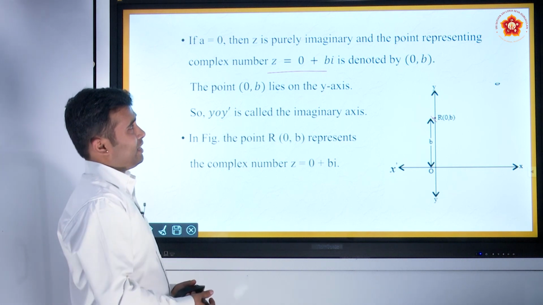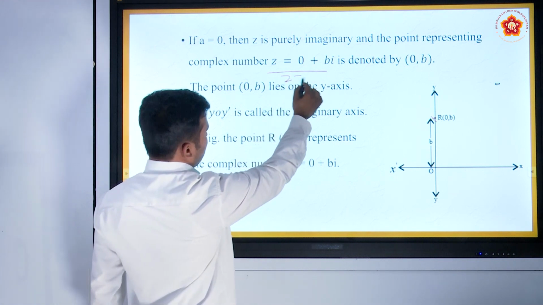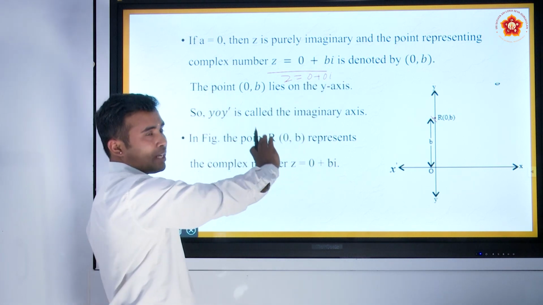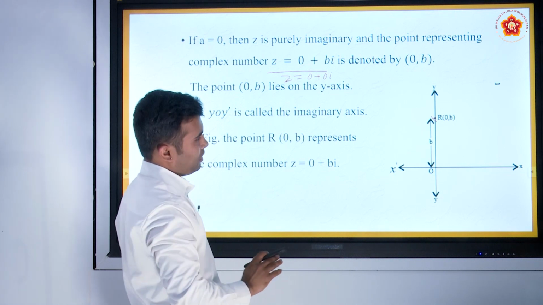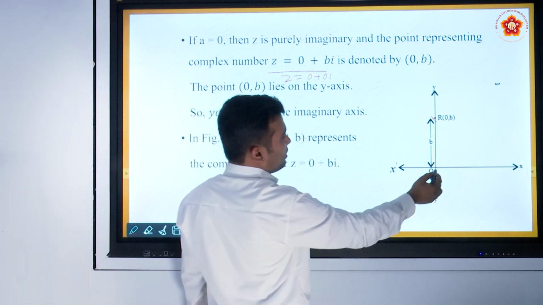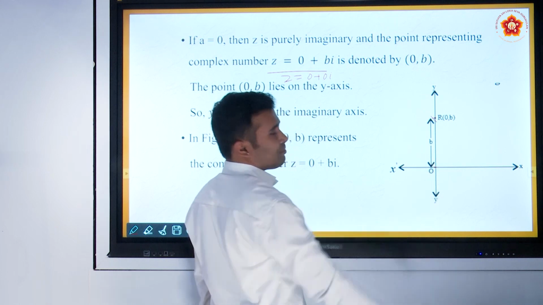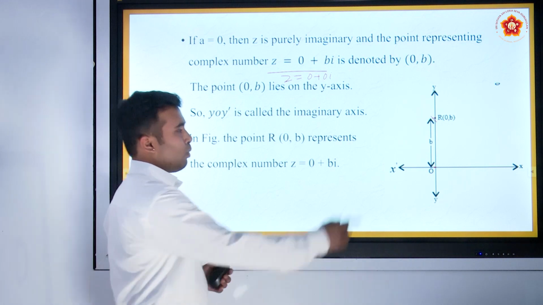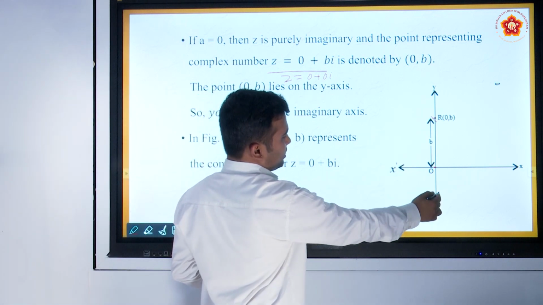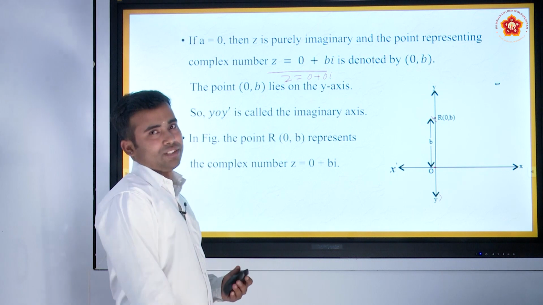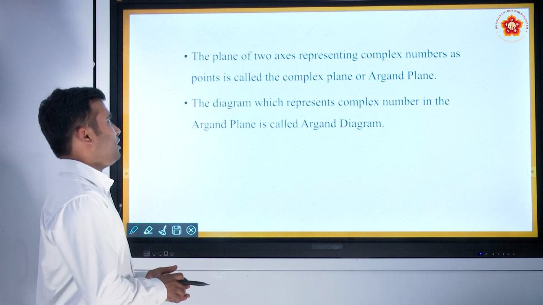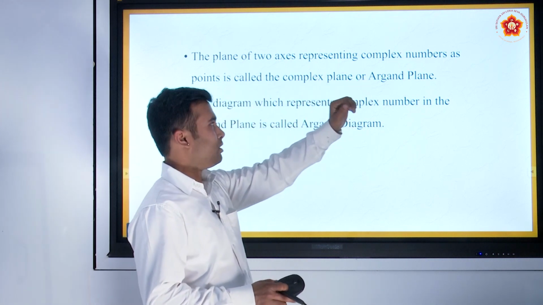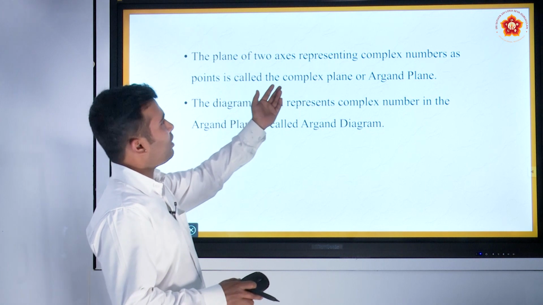And we can have a particular case as well. If z is equal to 0 plus 0i, this is a particular case where both the imaginary and real parts are 0. Then where can you represent that? Definitely at the origin. Hence we can call Y dash nothing but the imaginary axis.